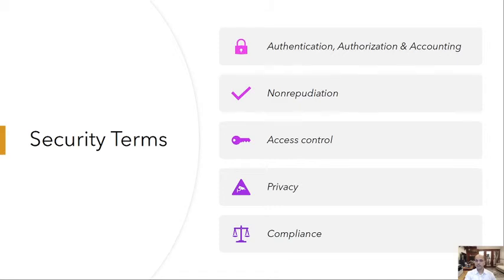So the third term is access control. It is the act of controlling who has the access and when they have the access. That is what access control is.